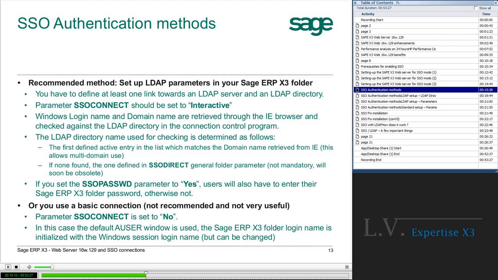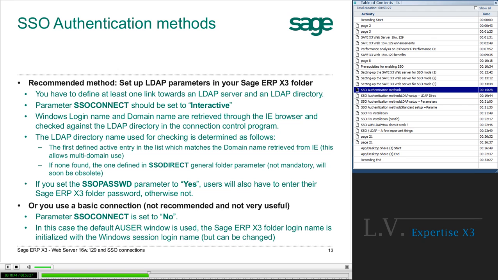You have two other parameters that I would like to speak of. The SSO direct will become an obsolete parameter, but right now, if we do not find an LDAP directory that is matching your domain, we will use the one that is given in the SSO direct parameter, and we will try to retrieve your window user in this LDAP directory.